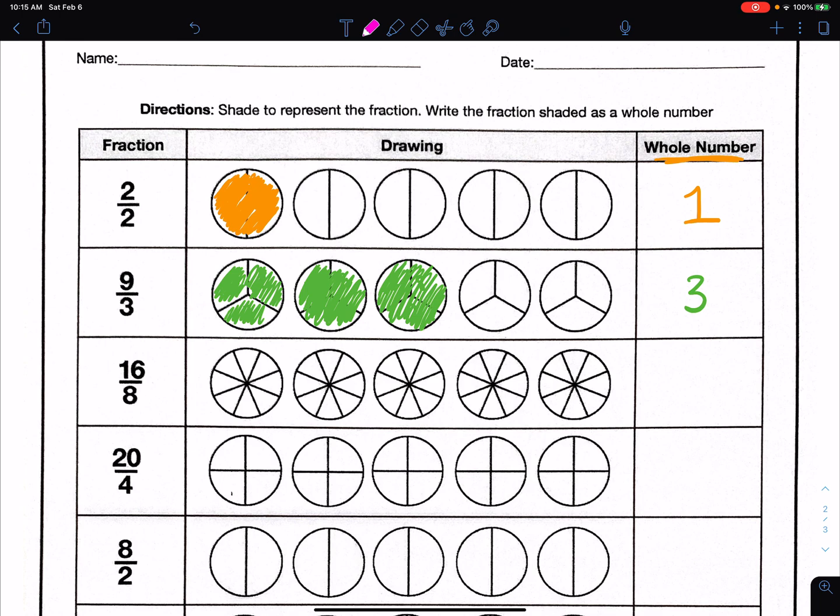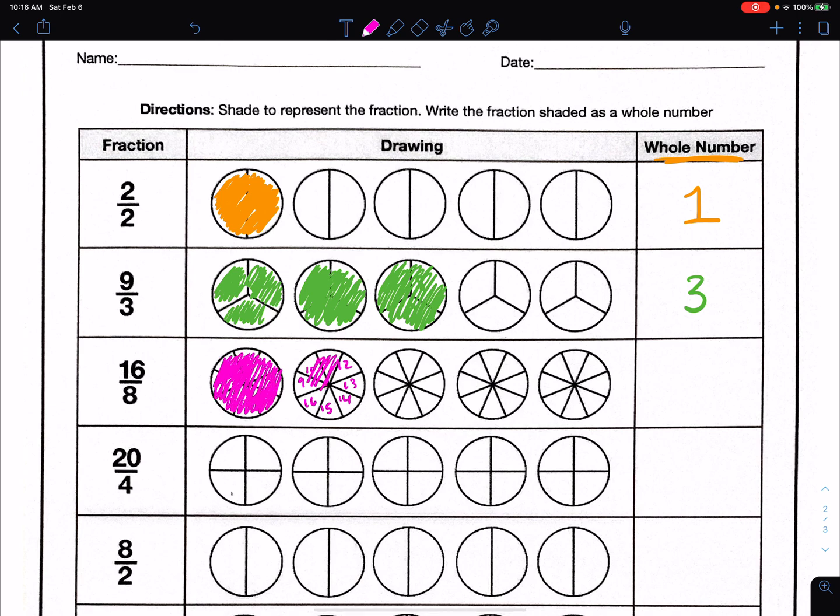Alright, now let's look at 16/8. Again, each circle is cut into 8 pieces. I can see that. So now I need to shade in 16 of those pieces. So 1, 2, 3, 4, 5, 6, 7, 8, 9, 10, 11, 12, 13, 14, 15, 16. So I know I need to shade in all of these. That's 16 pieces that need to be shaded.